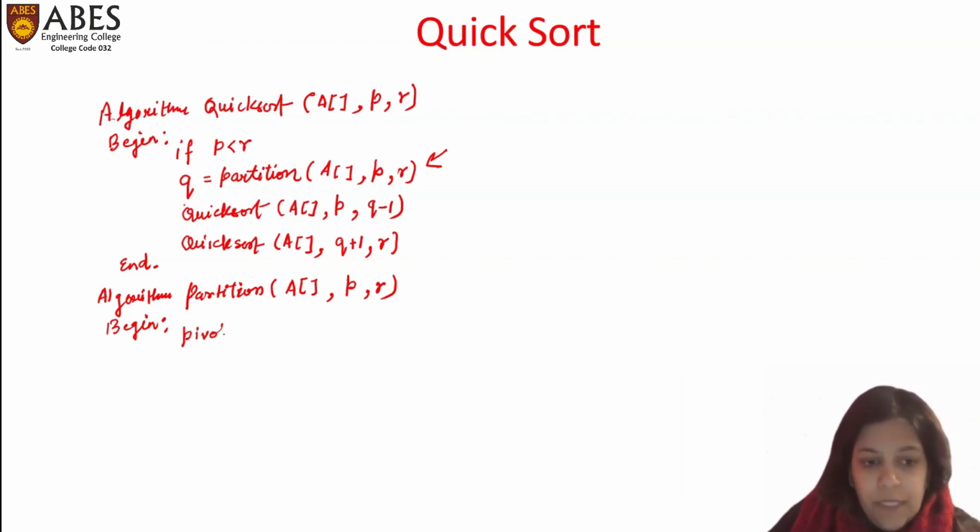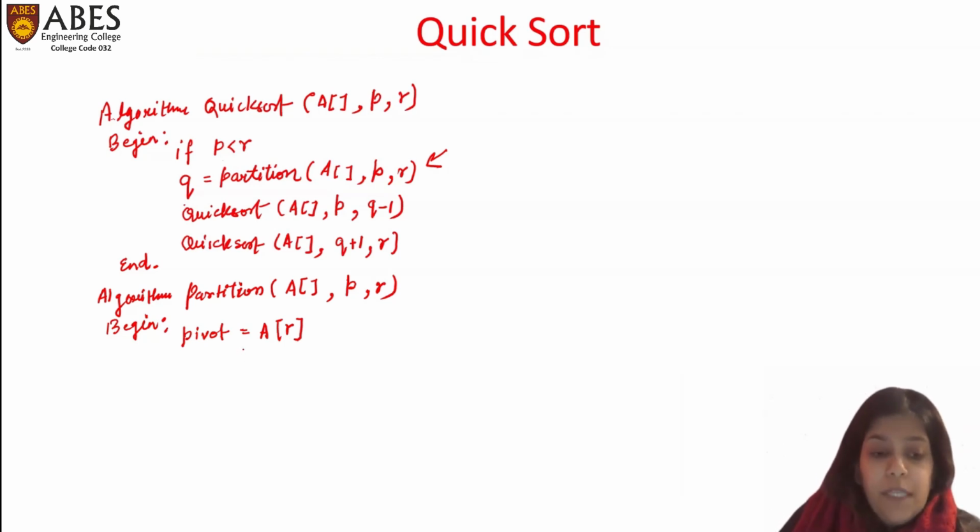So for the first step, we have to set pivot to the last element. As we have taken it to be the last element, we can also take it to be the first element, or we can take it to be the middle element as well, right? So we have set pivot equals A of R. Then we had two variables I and j. We have to set I to lower bound minus 1. So that means I will take the value P minus 1.